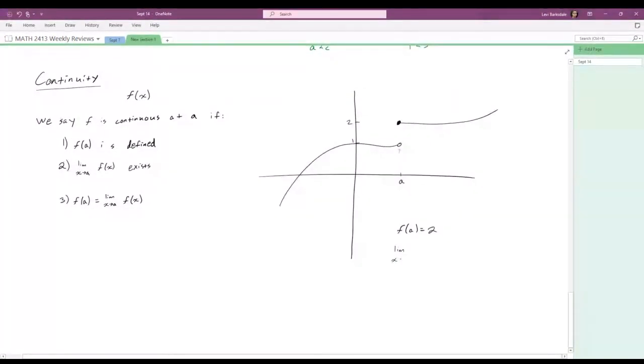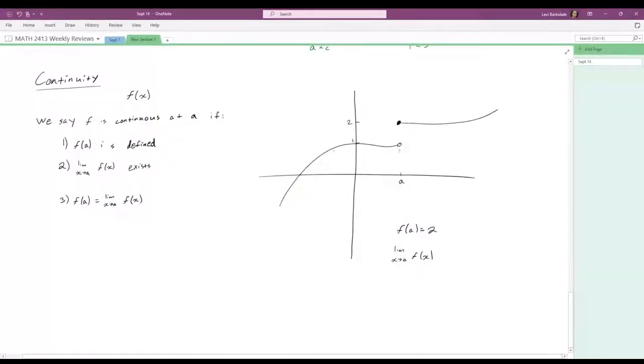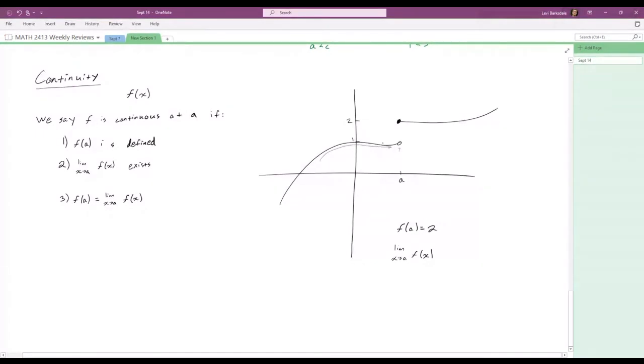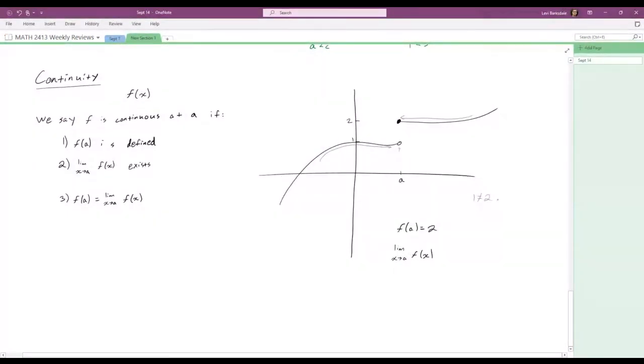The limit as x approaches a, though, well, if we approach from the left, we're approaching the point positive 1. And if we approach from the right, we're approaching the point positive 2. So since the limit from the left does not equal the limit from the right, we say our limit does not exist. So then it would violate the second property, and that's why it's discontinuous in this case.